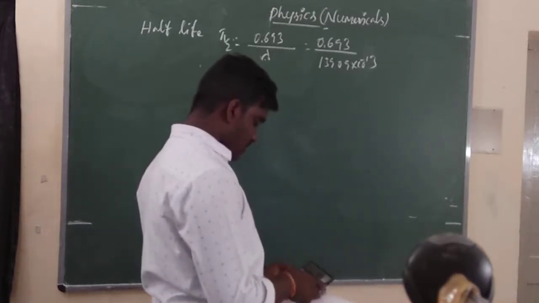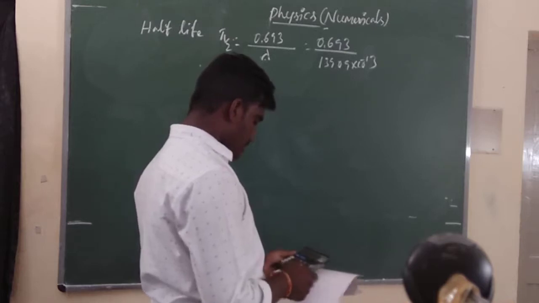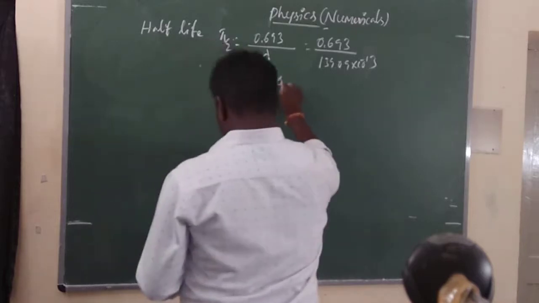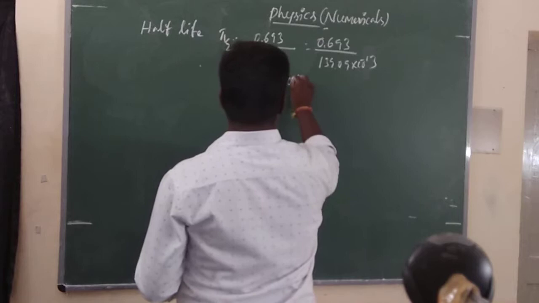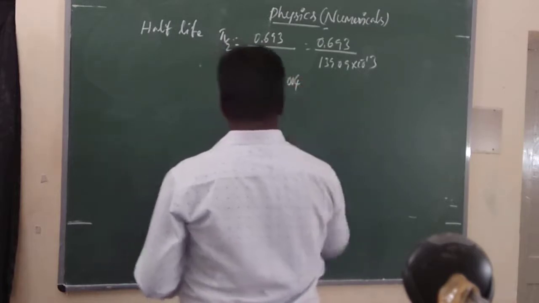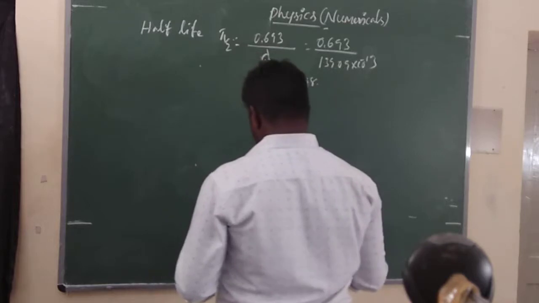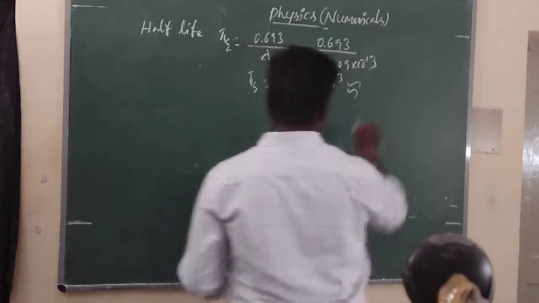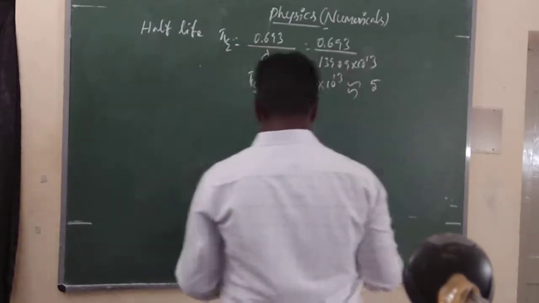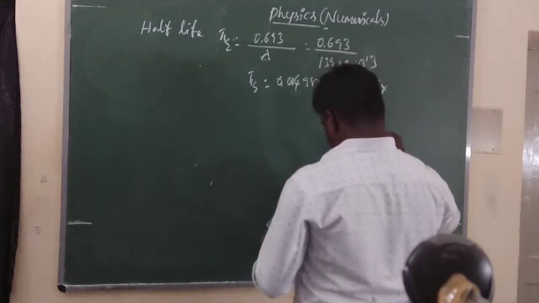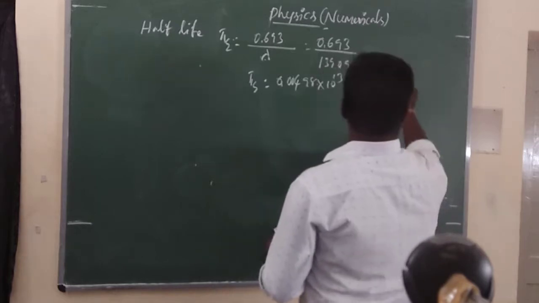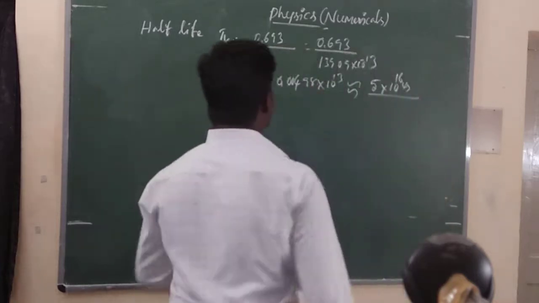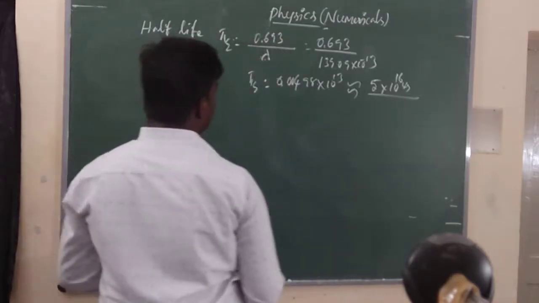So that is equal to 0.693 divided by 139.09, where T half equals 0.004498 into 10 to the power of 13, that is approximately equal to 5 into 10 to the power of 16 seconds. So 4.949 is approximately equal to 5.